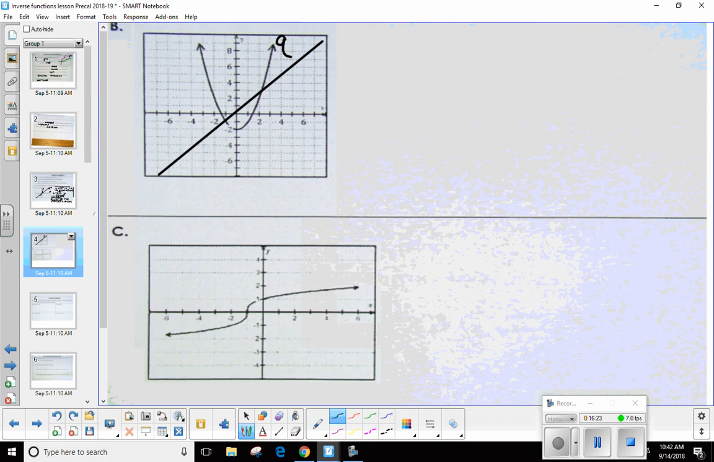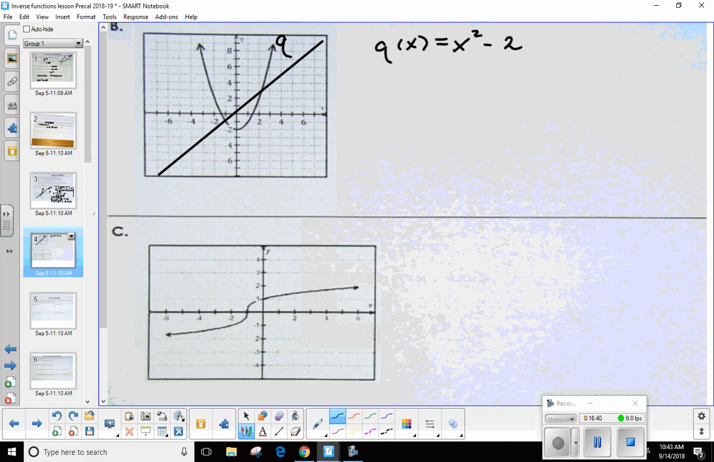But what is the equation for q? What have I done to that parabola? Yeah, it's just been pulled down too. So this would be q of x is equal to x squared minus 2.